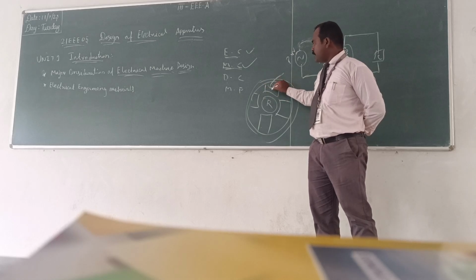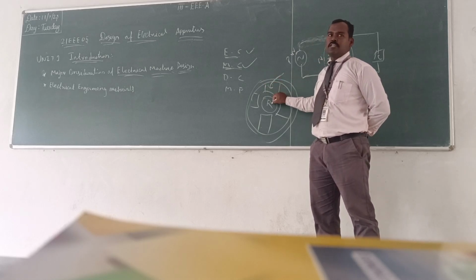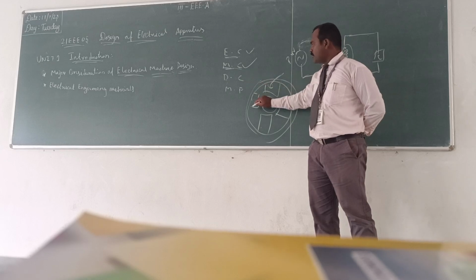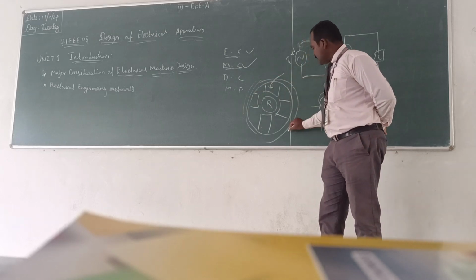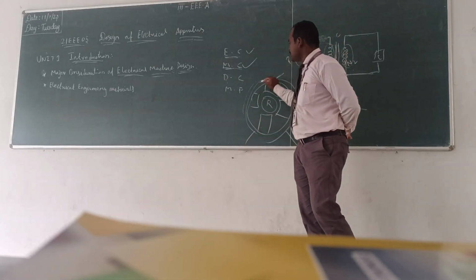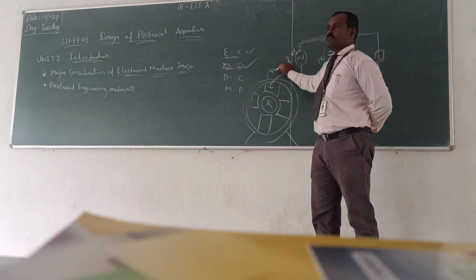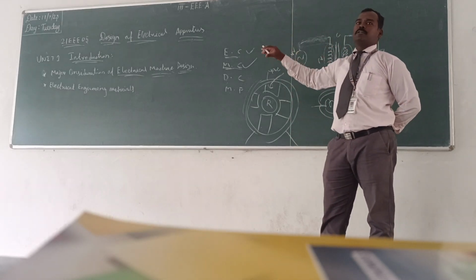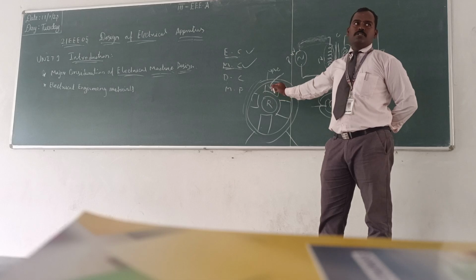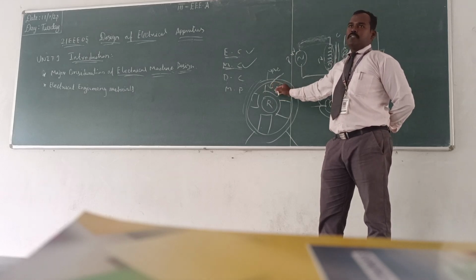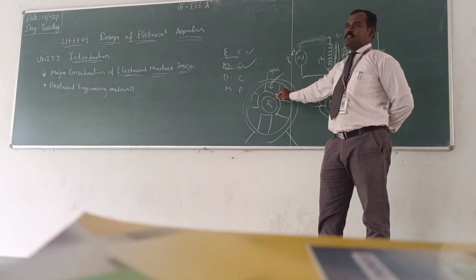While we are making the connection, we are using insulation. That insulation is a dielectric medium, so it is needed for mechanical support. That was the outer face, that is the yoke. The yoke is the mechanical part of the machine that provides the mechanical support of the entire machine.